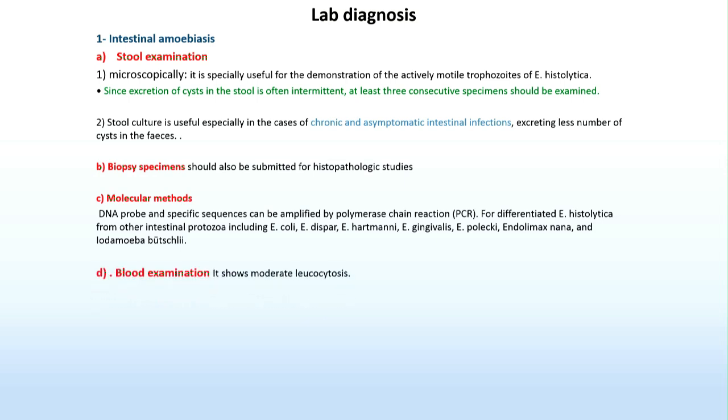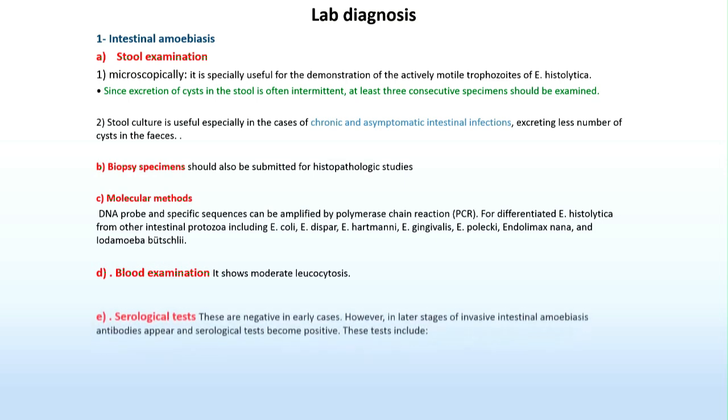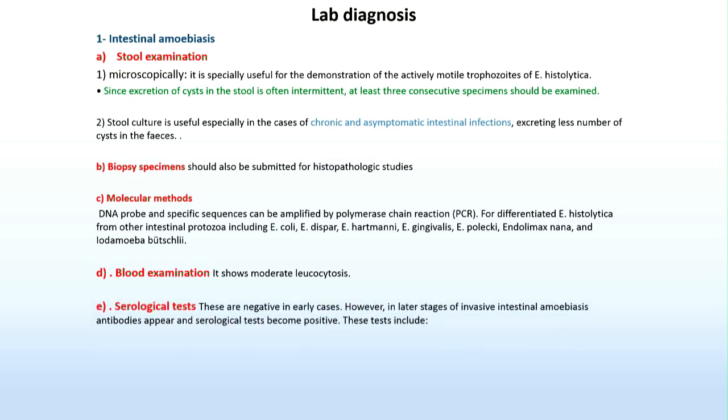Also, we can diagnose by blood examination. It shows moderate leukocytosis. Serological test: this test is negative in the early cases. However, in the late stage of invasive intestinal amoebiasis, antibodies appear and serological tests become positive. These include the indirect hemagglutination test, indirect fluorescent antibody test, and enzyme-linked immunosorbent assay, ELISA.